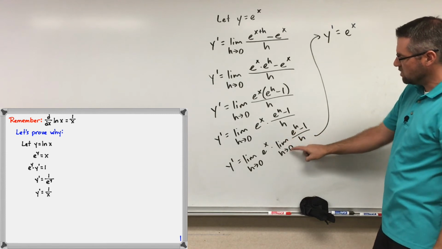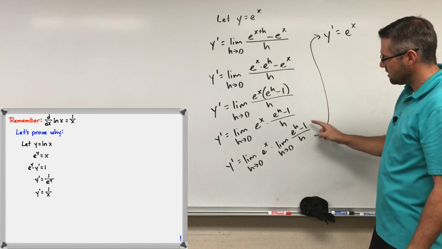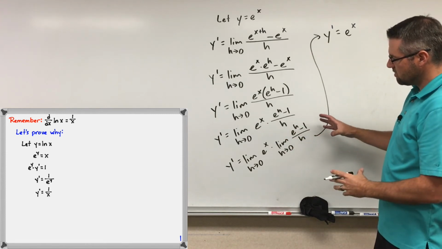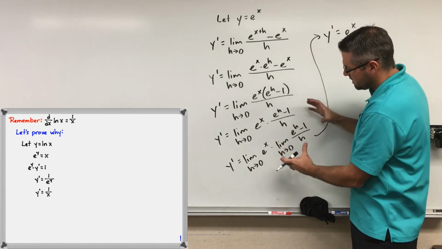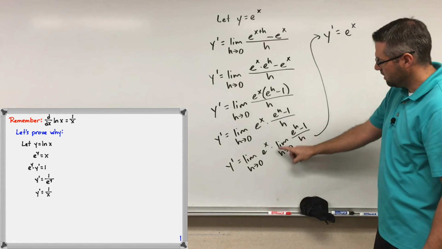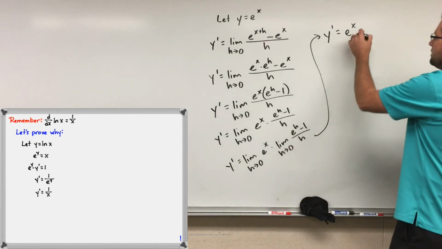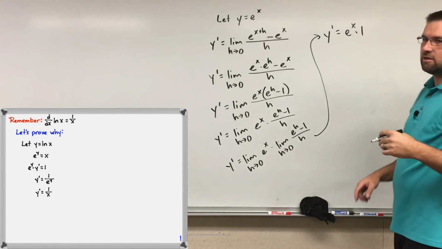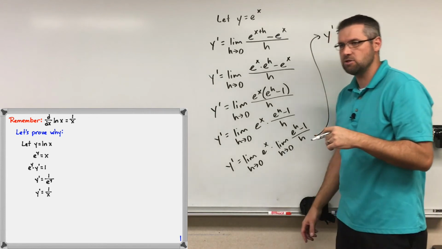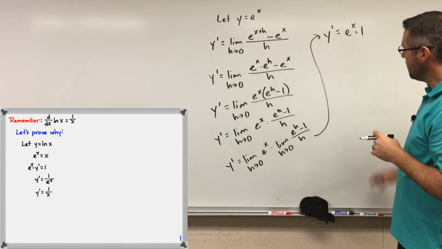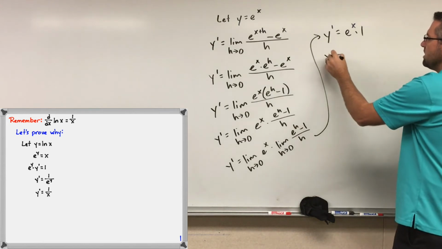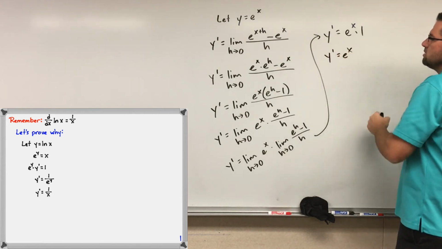And then the limit as h approaches 0 of e to the h minus 1 over h, this is something that needs to be proven at a later time, or at a different time, I should say. But the limit as h approaches 0 of this guy is just 1. Kind of like the limit as x approaches 0 of sine of x over x is also 1. But it's kind of the same idea. So we can see that y prime equals e to the x.